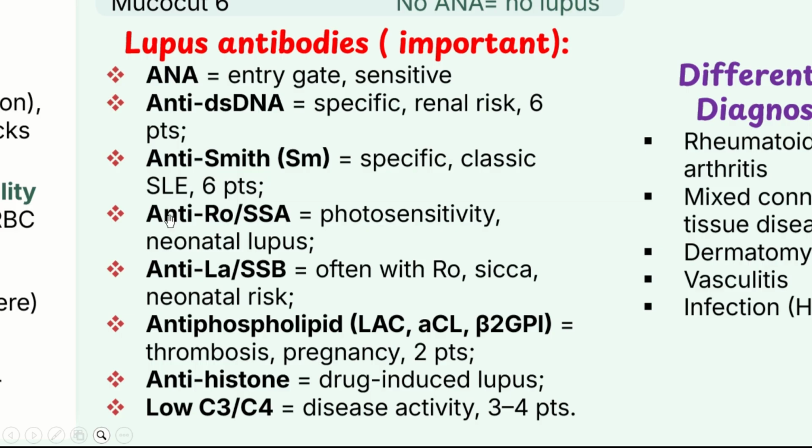Then we have the anti-Ro/SSA antibodies. These are associated with photosensitivity and neonatal lupus. We have the anti-La/SSB. These are often with the anti-Ro, and we shall have Sjögren's, then neonatal risk. Antiphospholipid is going to be associated with thrombosis and pregnancy complications. Then antihistone is associated with drug-induced lupus. Then we have low C3, C4, that is associated with disease activity, and it scores about 3 to 4 points. If you have one of these low, then 3. If you have both of them low, then it's 4 points.